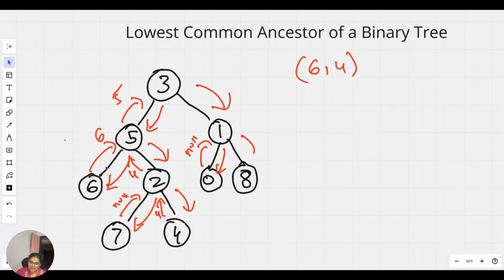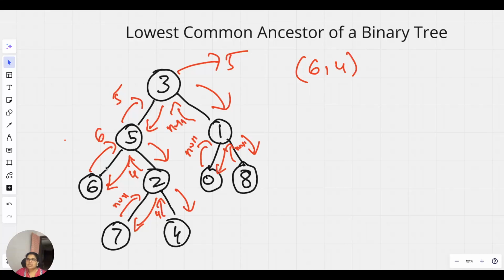Now it will go to the right. Here also not available, it will return null. Both left and right are null. It will return null. And at 3, left has returned 5 while right has returned null. So it will return 5. So that is our recursive solution.